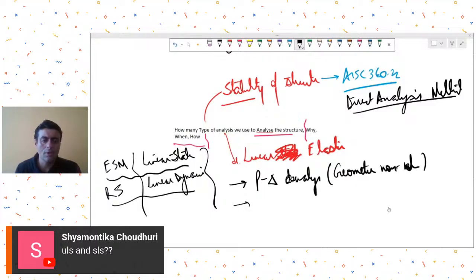Okay. So you cannot call these two limit states different analysis procedures. All right.